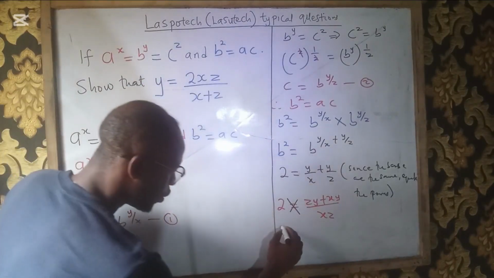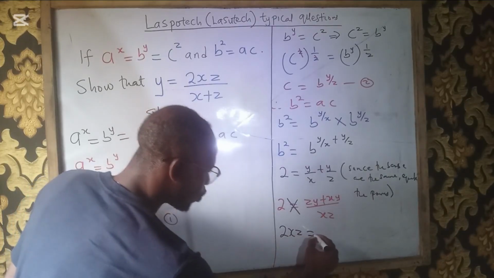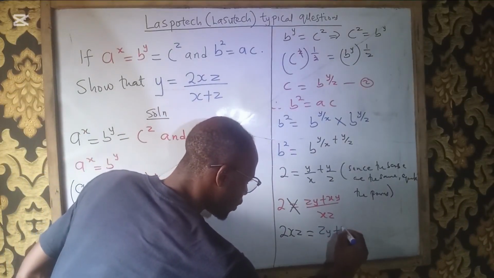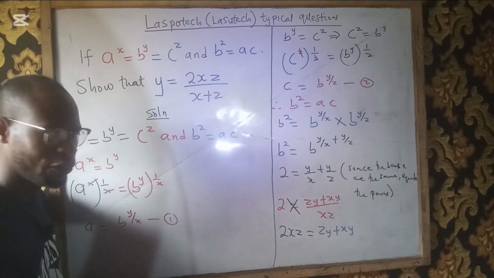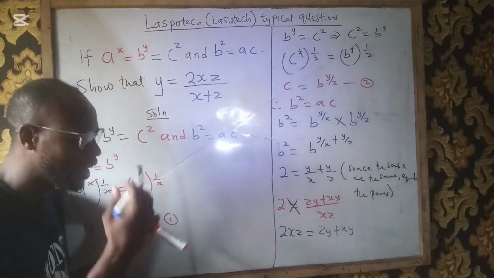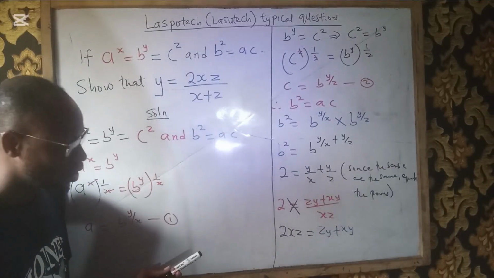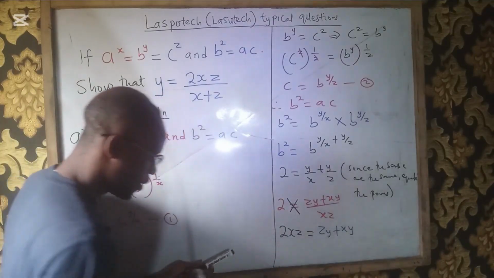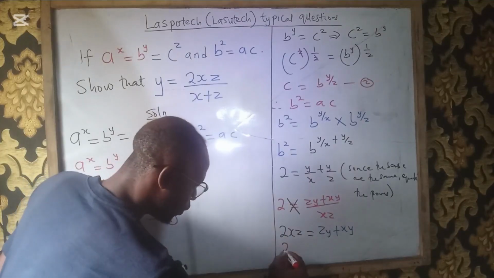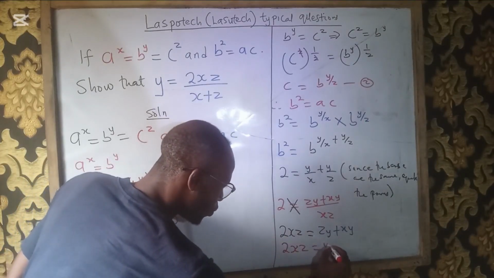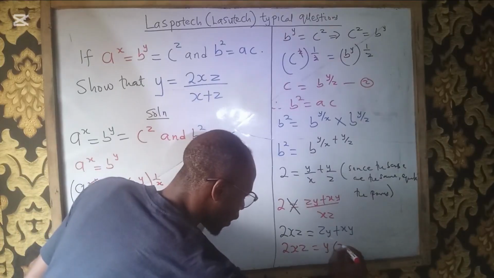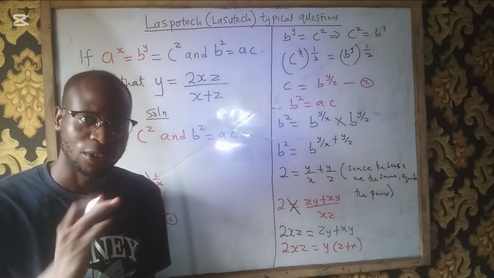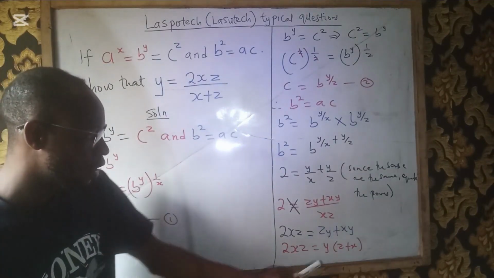So you are going to have 2xz equals zy plus xy. Don't forget that zy plus xy is the same thing as xy plus zy. They are the same. Okay? So what am I making the subject of the formula? y. So I can factorize from this side by saying that 2xz will now be equal to y bracket z plus x. I told you that z plus x is the same thing as x plus z. Okay, so I am making y the subject of the formula now.